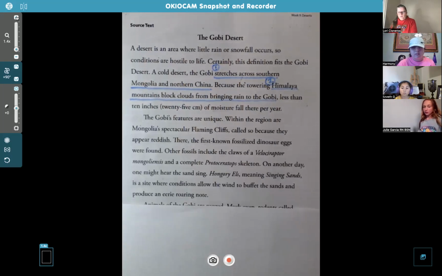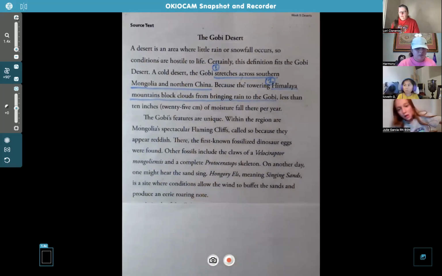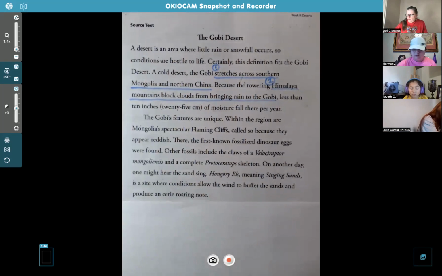So now let's look at the middle paragraph right here. This part here. And we need 2 interesting facts from this paragraph. Let's see if Lizbeth, can you find something interesting in that paragraph?